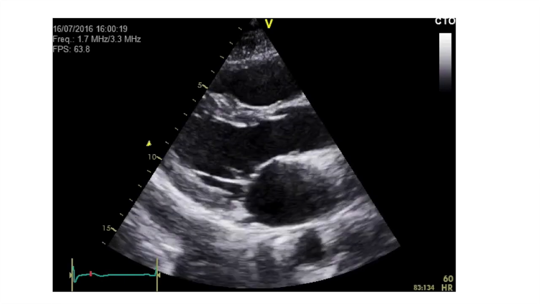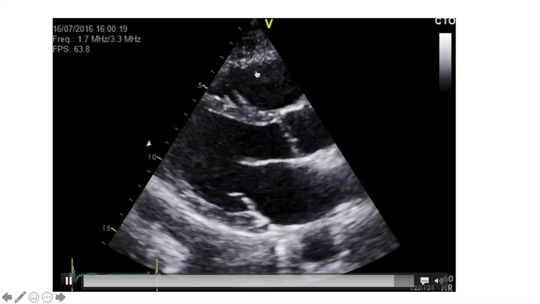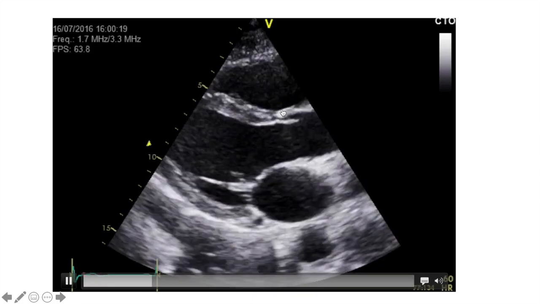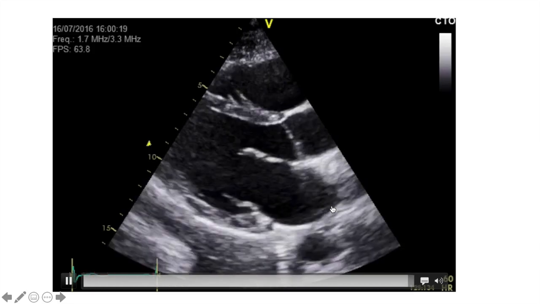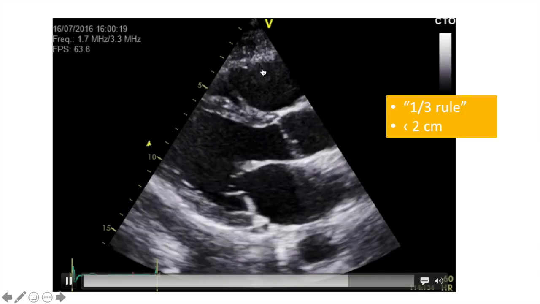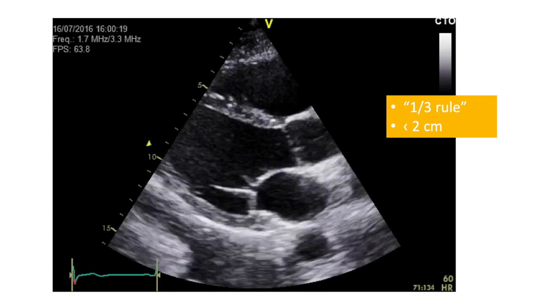The right ventricle shouldn't really take up more than a third of the whole width of the heart in this view. So this being a third, this being a third, and this being a third. And overall, if you measure the right ventricle, it shouldn't be more than 2 centimeters in this view.